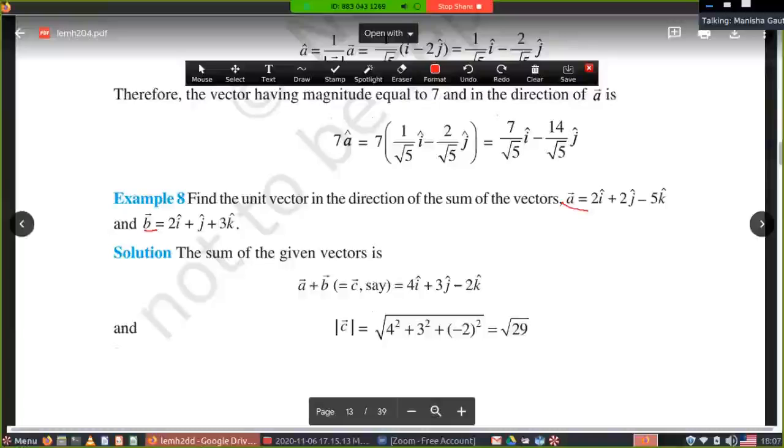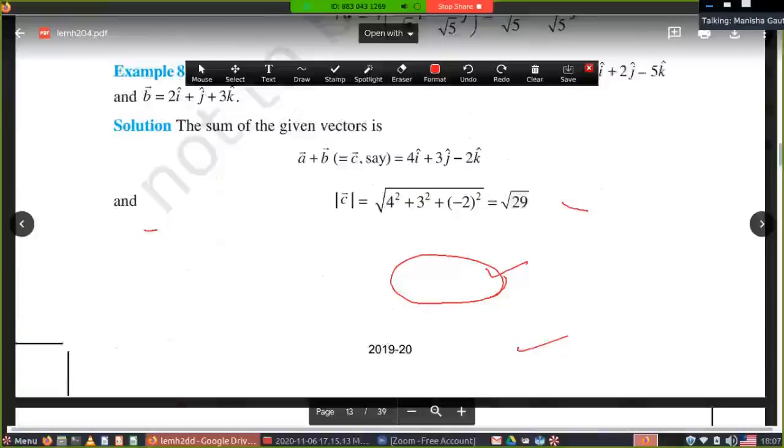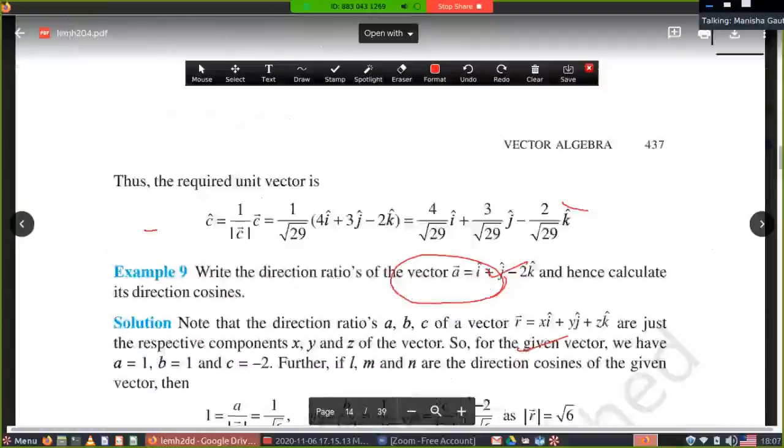Add two vectors, you get a new vector, and you want the unit vector along this. It means you have to divide this vector by its magnitude, and the magnitude is root 29. Divide the given vector A plus B by root 29. You will get the new vector, known as the C vector, like this.